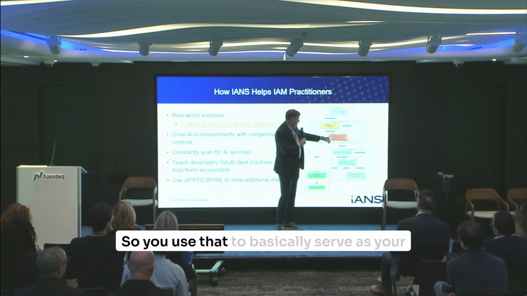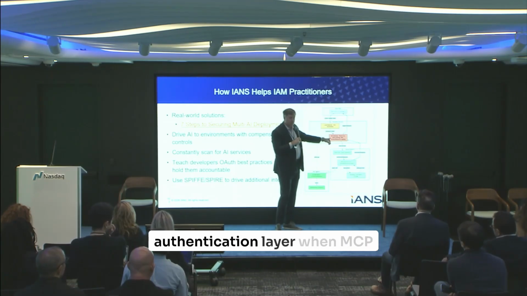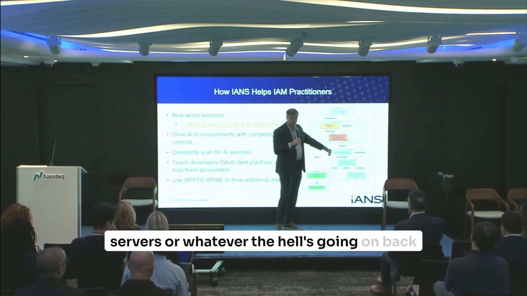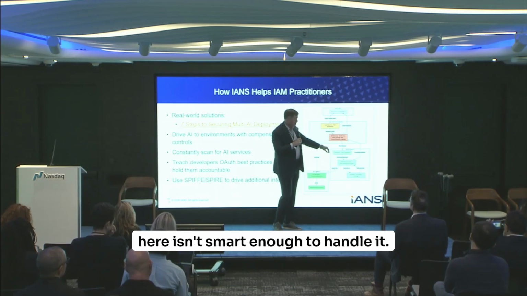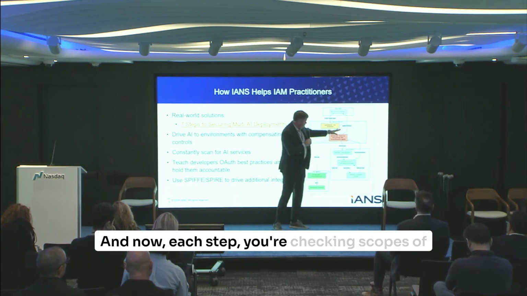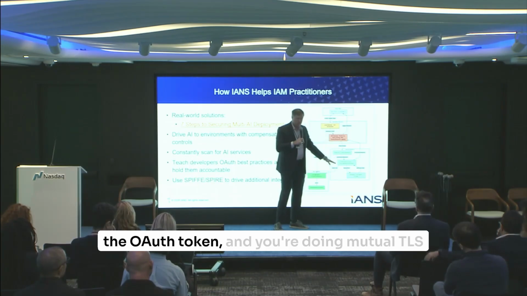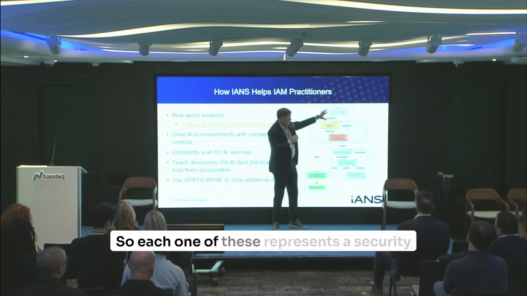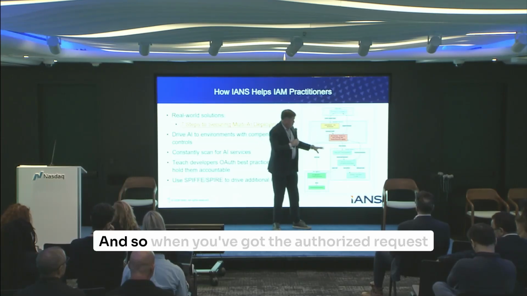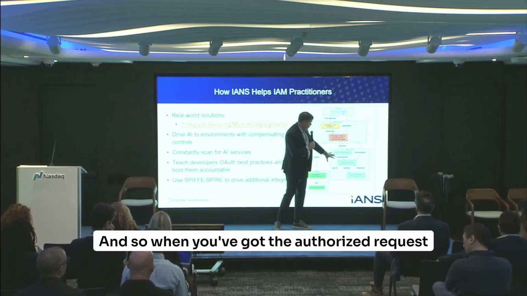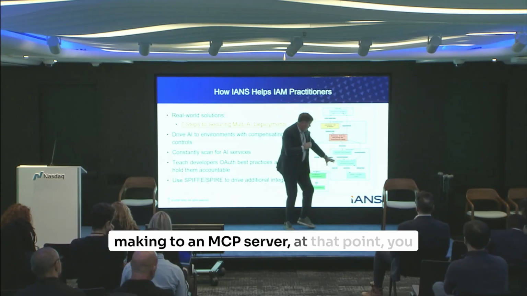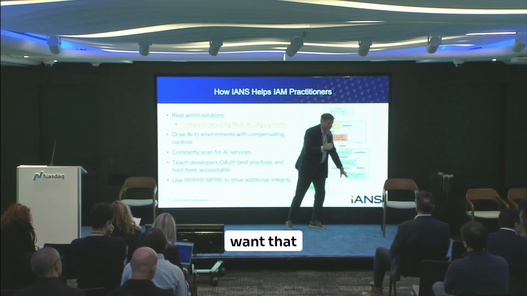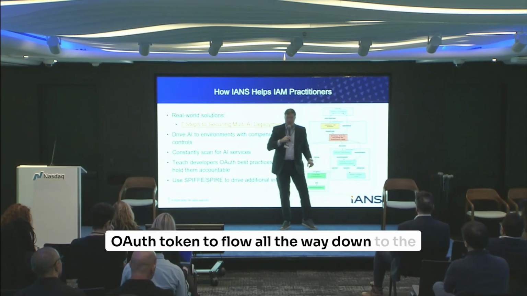So you use that to basically serve as your authentication layer when MCP servers, or whatever is going on back here, isn't smart enough to handle it. And now, at each step, you're checking scopes of the OAuth token, and you're doing mutual TLS between each one of these boxes. So each one of these represents a security boundary. And so when you've got the authorized request going to an MCP server, at that point, you want that OAuth token to flow all the way down to the data source.